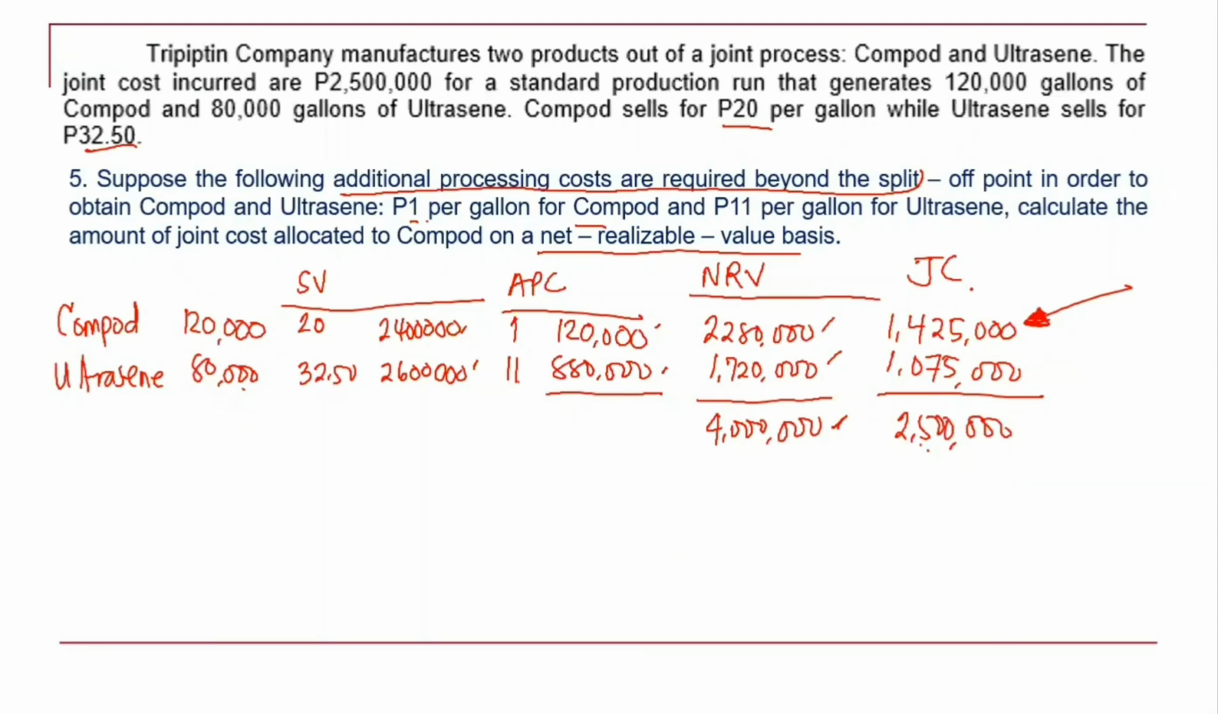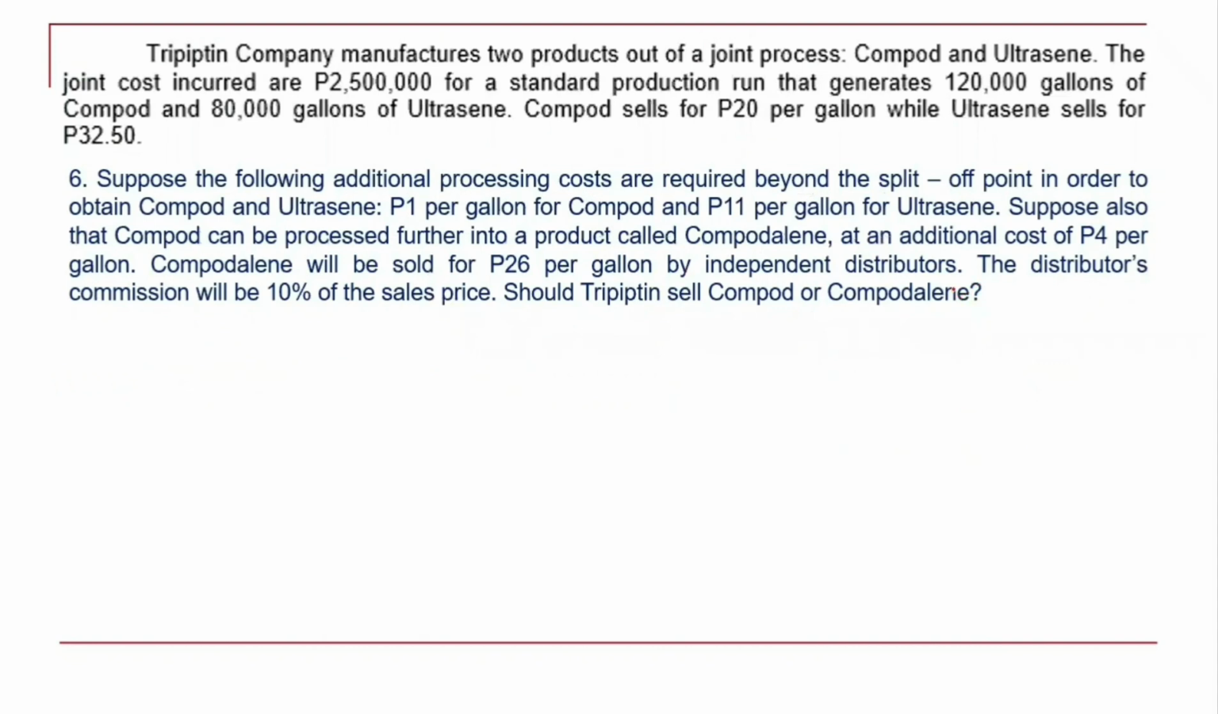Okay. Let's go to number 6. Ayan, humaba lang ng konti istorya. So additional processing costs again required beyond the split-off point. So in order to obtain Compod and Ultrasin, 1 peso per gallon for Compod and 11 pesos per gallon for Ultrasin. So parehas pa rin.